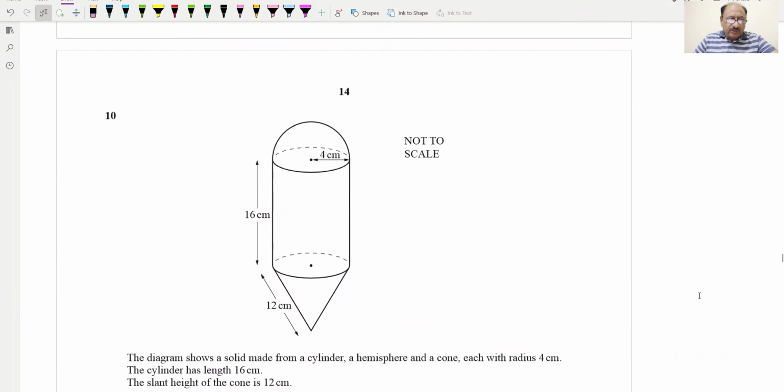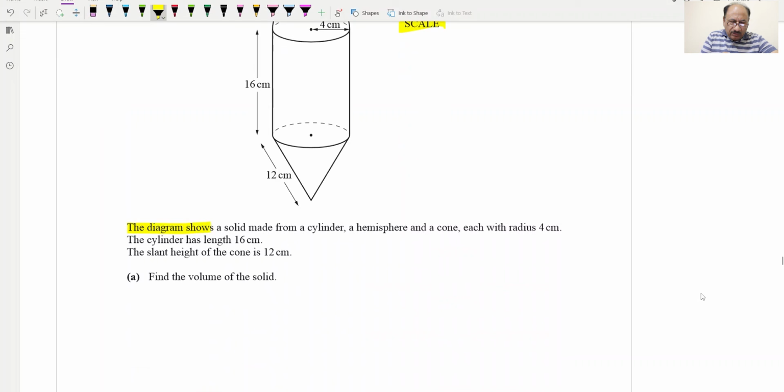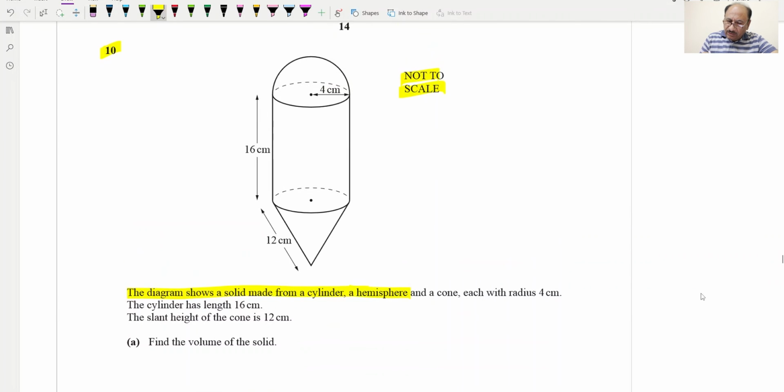Next is question number 10. Question number 10, drawing is provided which is not to scale, and they're saying the diagram shows a solid made from a cylinder, a hemisphere and a cone, each with radius 4 centimeter. The cylinder has length 16, this is 16, this is radius 4 centimeter. The slant height of the cone is 12. So this is 12. Find the volume of the solid.